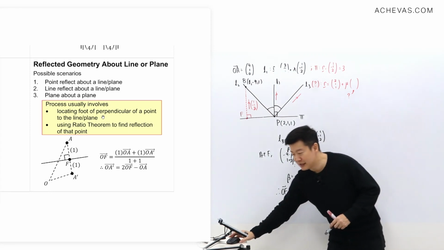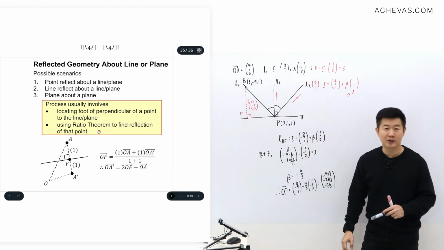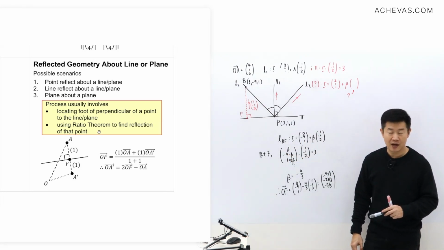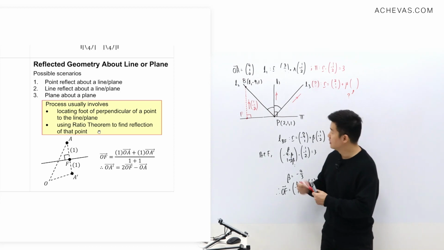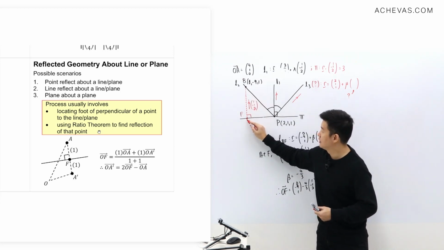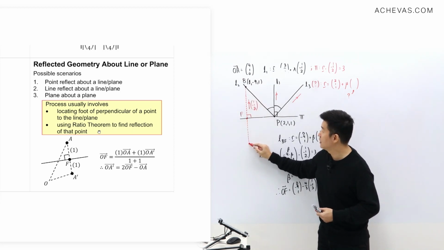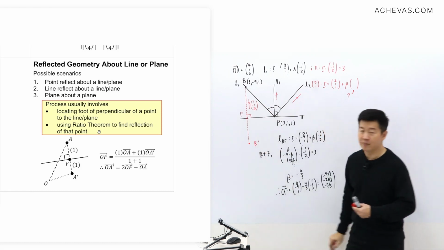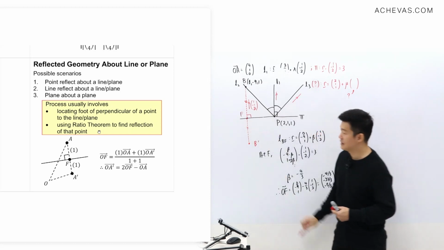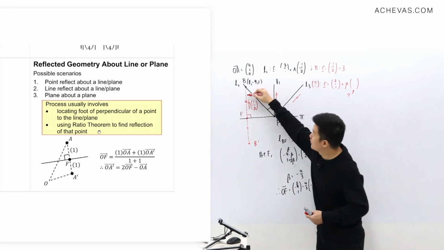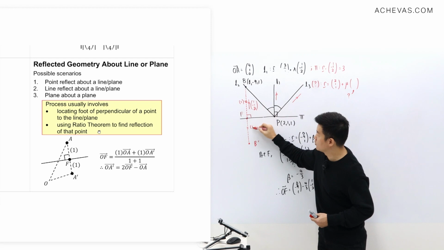So what is the next step? The next step is using the ratio theorem to find the reflection of that point. This next part, you do need to do a bit of visualization, which is here. The reflection of this is, let's say here, I'm going to call this point B prime. And because it is a reflection, this distance and this distance should be the same. So the proportion is going to be 1:1.